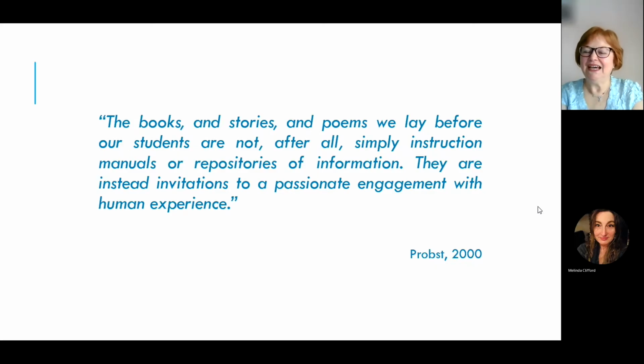Thank you, Melinda. You might be familiar with Bob Probst. He's written quite a lot about reading and literacy, and he recently has been collaborating with Kylene Beers. You might know their book, Notice and Note. Bob Probst says, the books and stories and poems we lay before our students are not, after all, simply instruction manuals or repositories of information. They are instead invitations to a passionate engagement with human experiences.